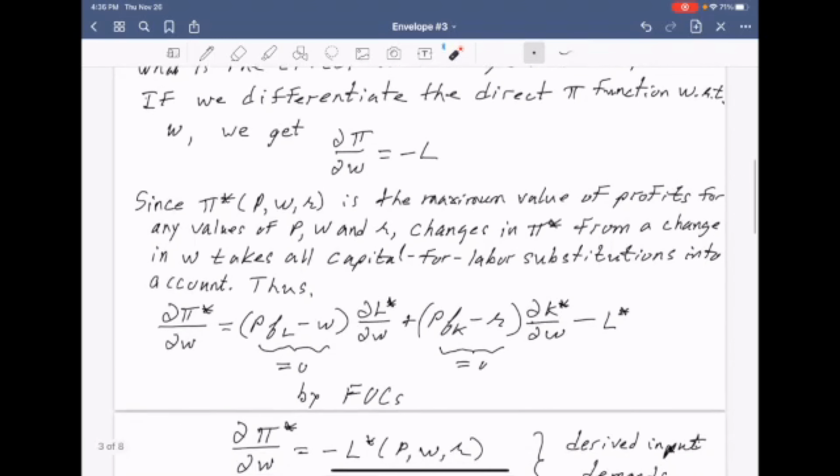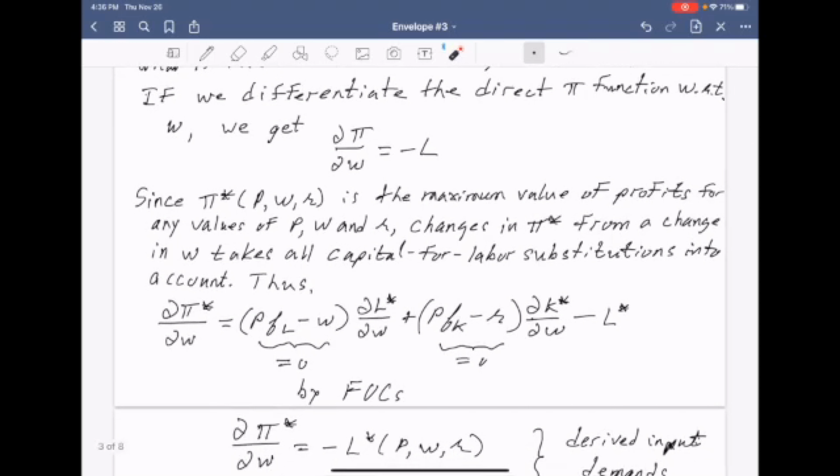Thus, we get that the partial of the indirect profit function with respect to the wage is equal to the value of the marginal product of labor minus the wage times the partial of the optimal labor function with respect to the wage, plus the value of the marginal product of capital minus the input price of capital times the partial of the optimal capital input demand function with respect to the wage. So this part takes into account this capital for labor substitution, and then minus L star.